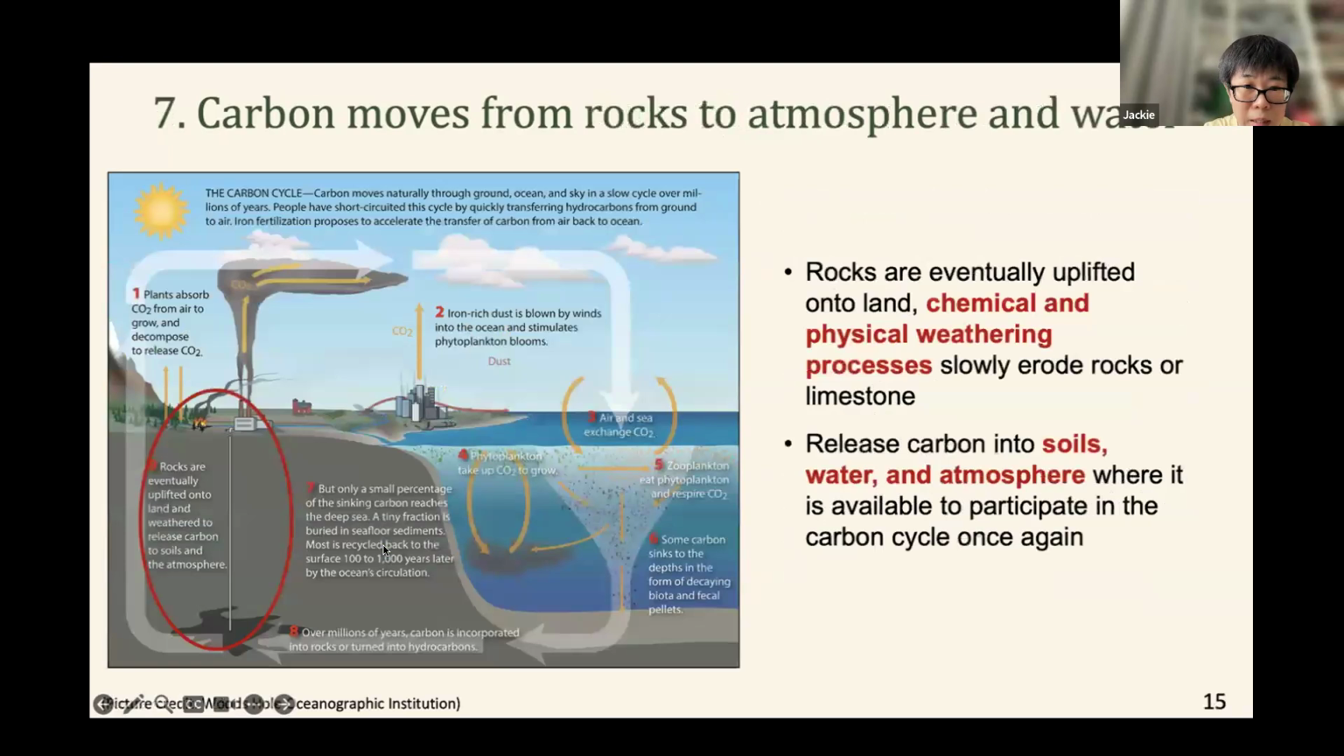Okay, and after that, we talk about the seventh major carbon cycling pathway. Carbon moves from rocks to the atmosphere and water again. So when we talk about the rocks, the amount of carbon incorporated into the rocks deep in the ocean, right? And then the rocks will eventually be uplifted, okay, onto land and exposed to chemical and also physical weathering processes, as you can see.